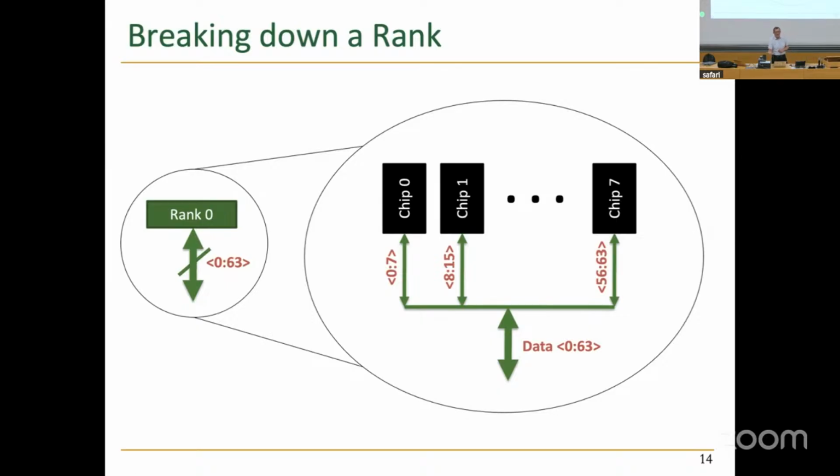That's why it's called a rank. It's kind of like a rank of soldiers. All of these chips receive the same command, same address, same row, etc., except they provide different data, right? So they do the same thing, but provide different data in this particular case.